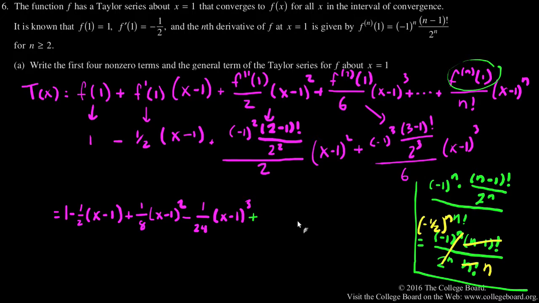So what I end up with is this. I have -1 over 2 to the nth power times 1 over n times x minus 1 to the n. But I'm realizing I still need my ellipsis. So let me put that in there. The ellipsis, because this is the general term, so -1/2 to the n times 1 over n times x minus 1 to the n.